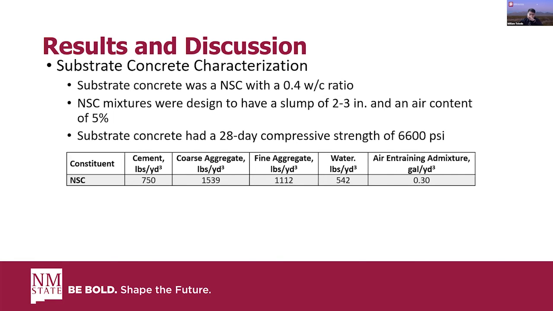Okay, and here are the substrate concrete characterization results. The substrate concrete was a normal strength concrete with a 0.4 water to cement ratio. This mixture was designed to have a slump of 2 to 3 inches and an air content of 5%. We had a 20-day compressive strength of 6,600 PSI and the following mixture proportions. And of course, this was an air entrained concrete, so we used air entraining admixture for this.